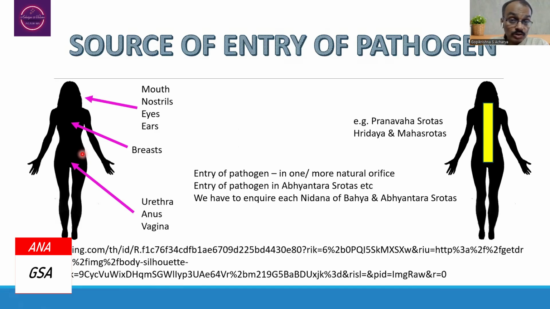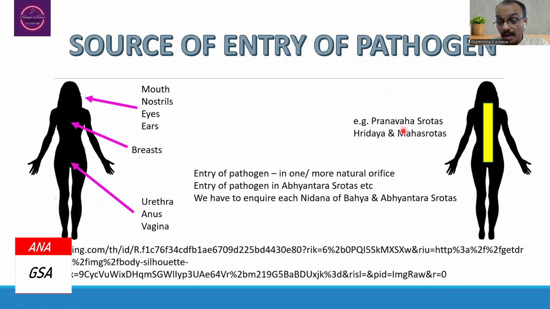Is there any possibility of entry of pathogens happening in the Abhyantara Srotas? For example, if the pathogens are entering into the Pranavaha Srotas or Rasavaha Srotas or Raktavaha Srotas or Asthivaha Srotas, in that way we have to analyze whether the entry of the pathogens is taking place in the Bhashya Srotas as well as the Abhyantara Srotas. If we are able to accurately identify this, then the diagnosis of the disease will be very, very easy.